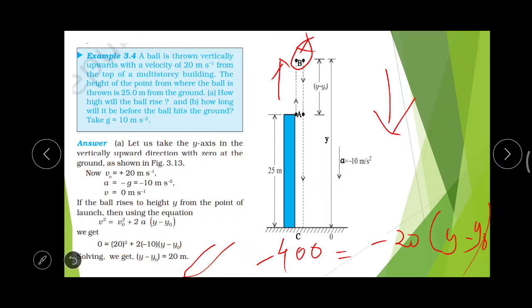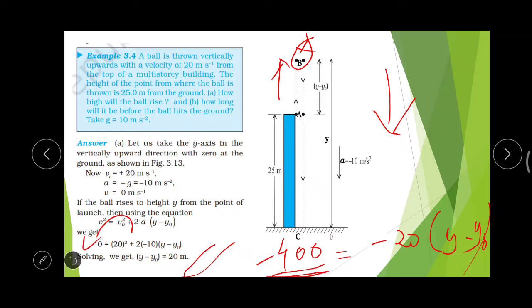Okay, so actually 400, 0 is equal to 400 minus 20y minus y0. So when you are taking the 400 to the left hand side, it will become minus 400.